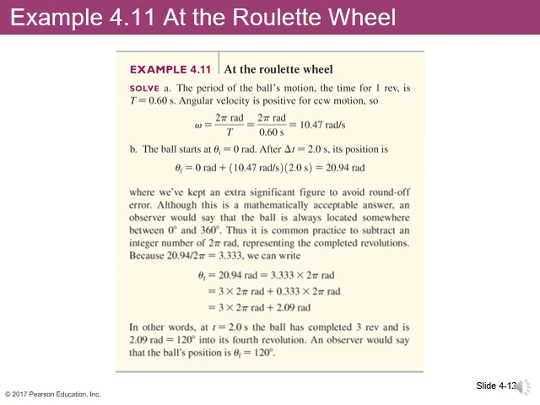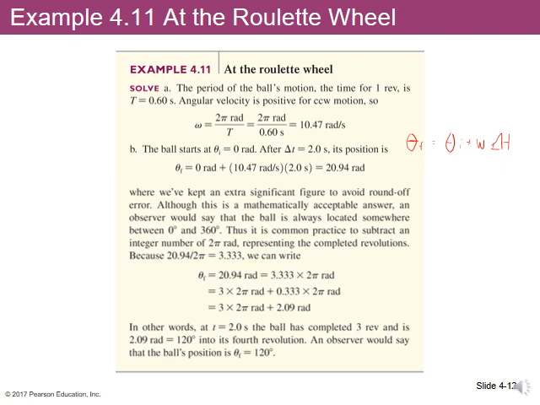Now, how can we figure out where it is after 2 seconds? Well, we can use this equation. This is really analogous to our first kinematic equation for linear motion, right? Where the thetas represent position, angular position in this case, but it's the same equation that we used when we had linear position, and omega represents angular velocity. So now we know the angular velocity, we know the initial position, we can calculate what its final position is, 20.94 radians.